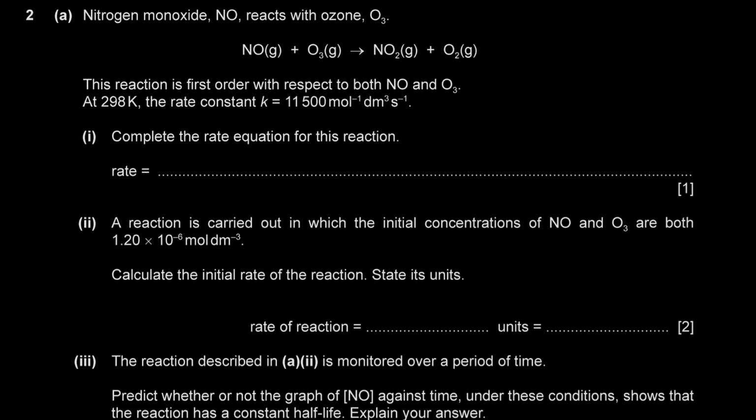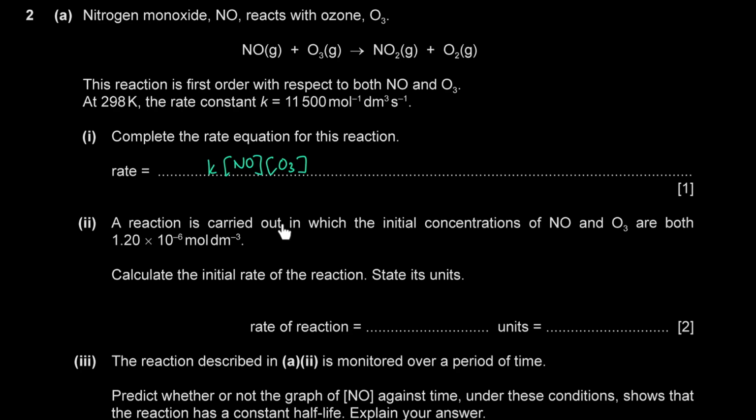The rate equation is just an expression of the rate in terms of the rate constant and the concentrations of the reactants. So the rate is equal to K, that's the rate constant, times the concentration of nitrogen monoxide to the power of 1, right? That's the order with respect to nitrogen monoxide, the power to which the concentration is raised in the rate equation. So that's NO to the power of 1, and it's also first order with respect to ozone.